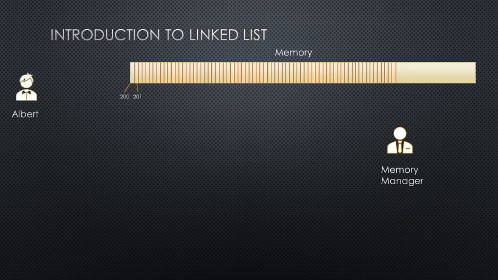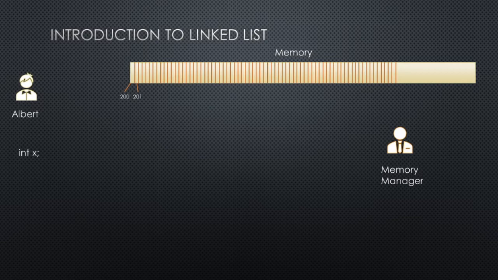This is Albert. He's our programmer and he's building an application and he needs to store some data in memory, so he needs to talk to the memory manager. He can talk to the memory manager in a high-level language like C. First, he wants to store an integer in memory. He communicates this to the memory manager by declaring an integer variable.